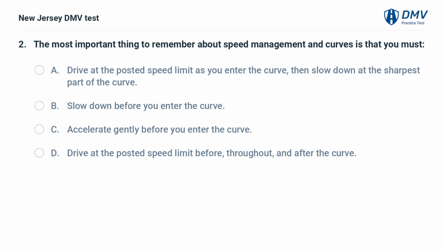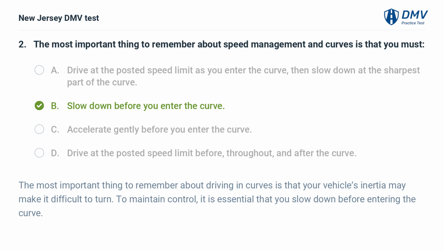The most important thing to remember about speed management and curves is that you must A. Drive at the posted speed limit as you enter the curve, then slow down at the sharpest part of the curve. B. Slow down before you enter the curve. C. Accelerate gently before you enter the curve. D. Drive at the posted speed limit before, throughout, and after the curve. B. Slow down before you enter the curve. The most important thing to remember about driving in curves is that your vehicle's inertia may make it difficult to turn. To maintain control, it is essential that you slow down before entering the curve.